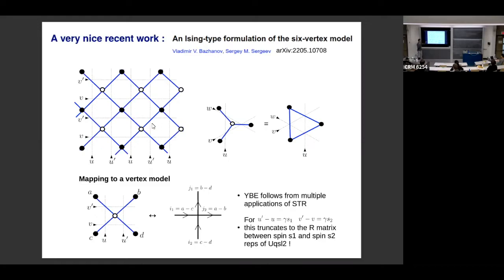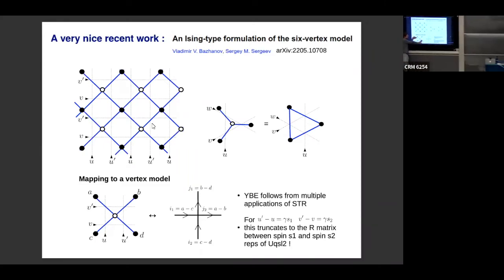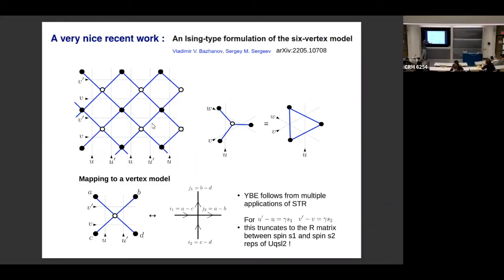Fix some integer or half integer s1 and s2. These are the representations that you want to take. Imagine I want to take the R matrix intertwining between, say, spin 1 and spin 1 representation. So let me take s1, s2 equal to 1. That fixes some relation between u prime and u, v prime and v. So now I have just two free parameters, u and v. And the R matrix, which you can truncate from there, is just the R matrix R of u minus v, which intertwines between the two usual spin ones. After summation of the middle index.